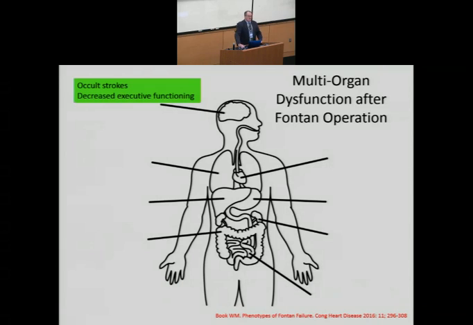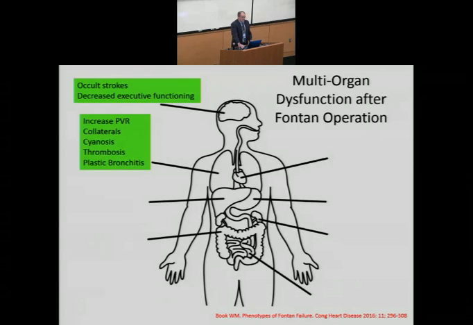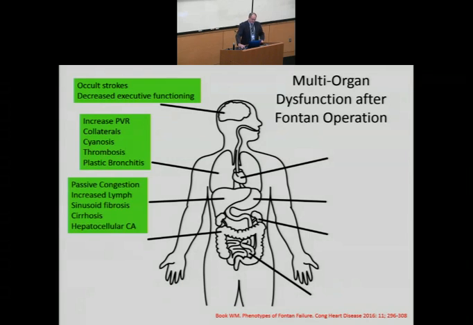Over time, these patients can develop occult strokes, decreased executive functioning. They can be thrombotic, embolic. They are prone to thromboembolic disease. We'll talk about that in a minute. They have an increased pulmonary vascular resistance over time with collaterals in the lung. They develop cyanosis, thrombosis, plastic bronchitis.